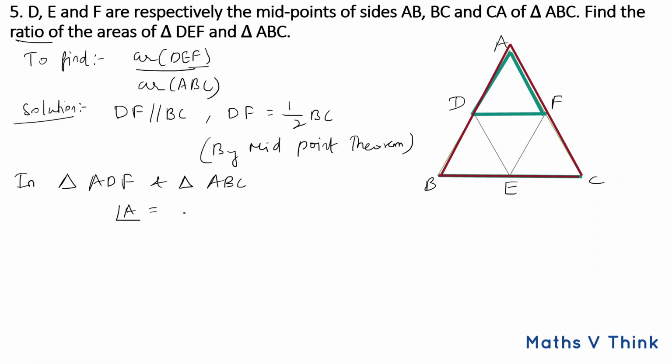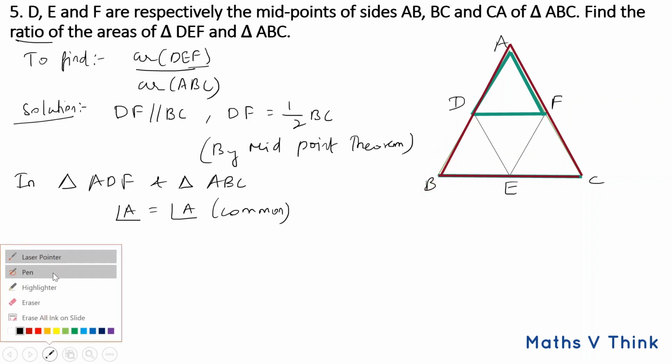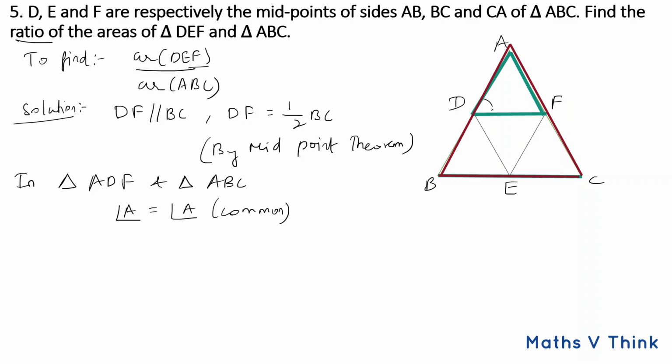So angle A is equal to angle A, it is common. Same way, we know DF is parallel to BC and also this AB is transversal. So can I tell these two angles are corresponding angles, so they will be equal. So angle ADF is equal to angle ABC.